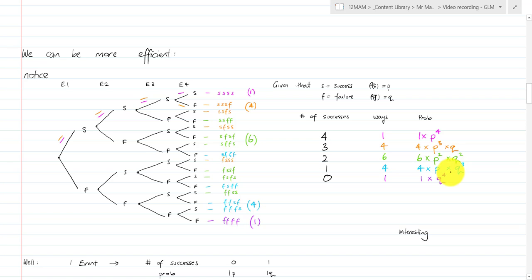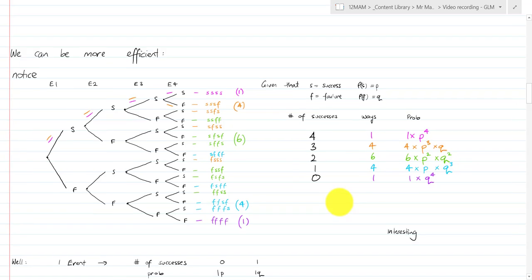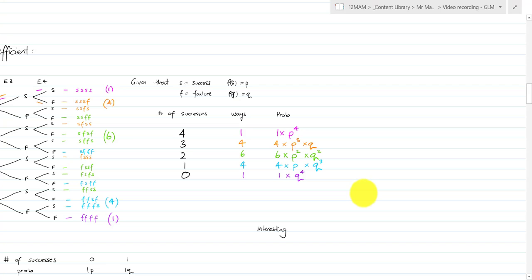This is actually a really good representation of our generalization. And if I was to write this out a little bit neater and a bit clearer, I just get p to the power of 4, then I get 4p cubed q, and I get 6p squared q squared, 4pq cubed, and then q to the power of 4. And this is a generalization of the Bernoulli distribution, the overall table of probabilities that we get.